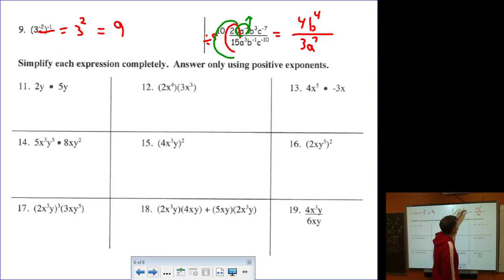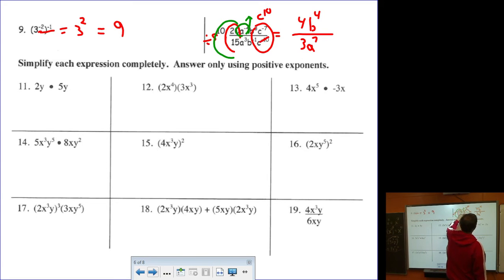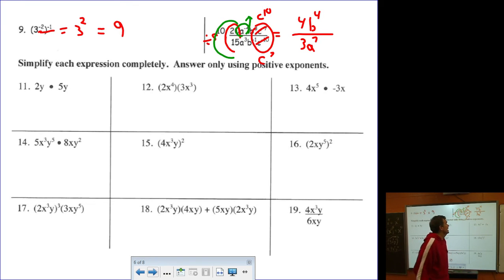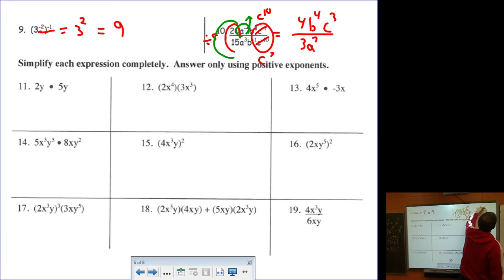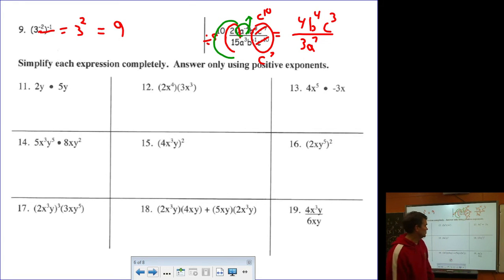Now the c's, these guys both need to switch places because they both have a negative exponent. So it's really c to the 10th on top when that guy moves, and c to the 7th on the bottom when that guy moves. And then when I cancel out the c's, 10 on top, 7 on the bottom, there'd still be 3 left over on top, right? There's 3 extra on top. And that's my final result.